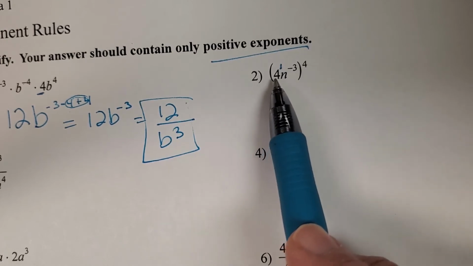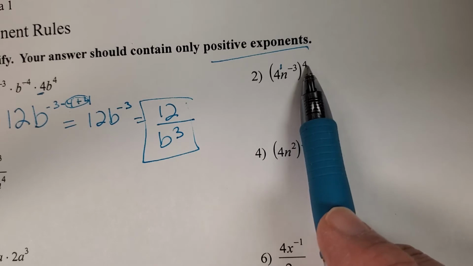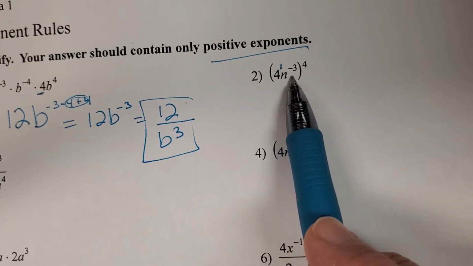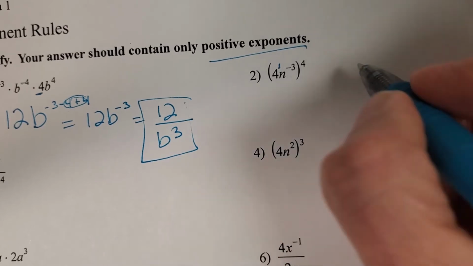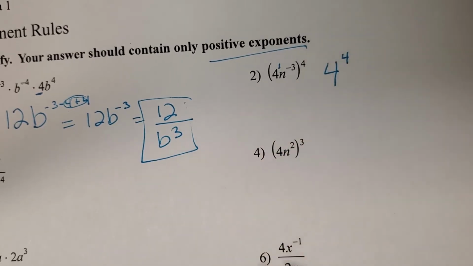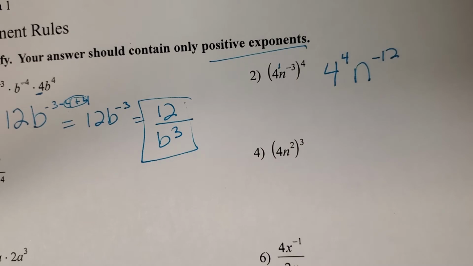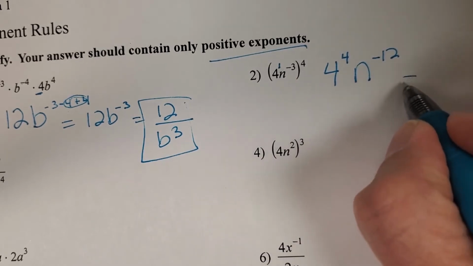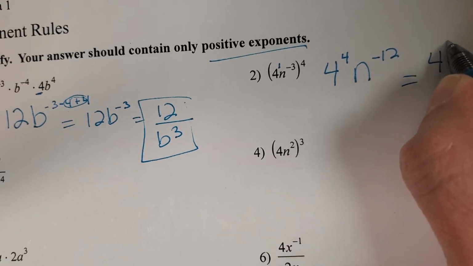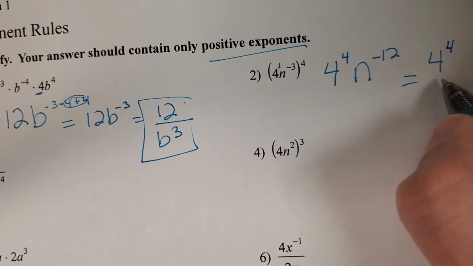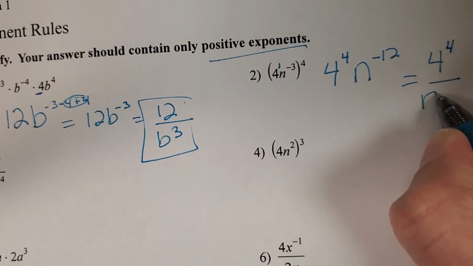Some people get confused and they multiply 4 times 4, but that's not what this is saying. It's saying 4n to the -3 times itself 4 times. So you have to be careful with that. So this changes to 4 to the 4th because 1 times 4 is 4. And it changes to n to the -12 because -3 times 4 is -12. And now I'm going to simplify it. I think 4 to the 4th is 256. So you can do that. It doesn't matter to me.